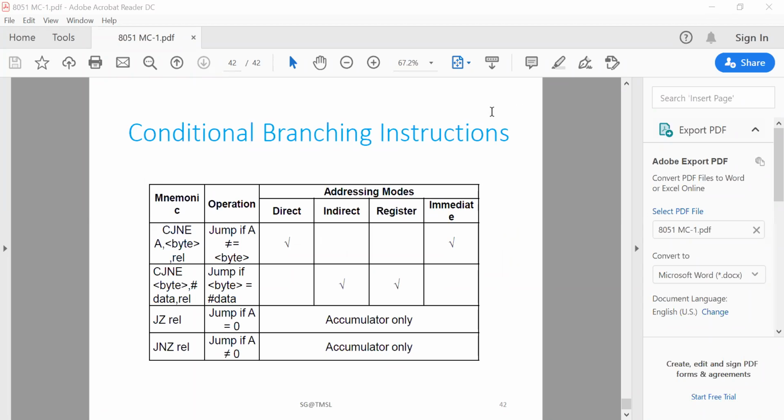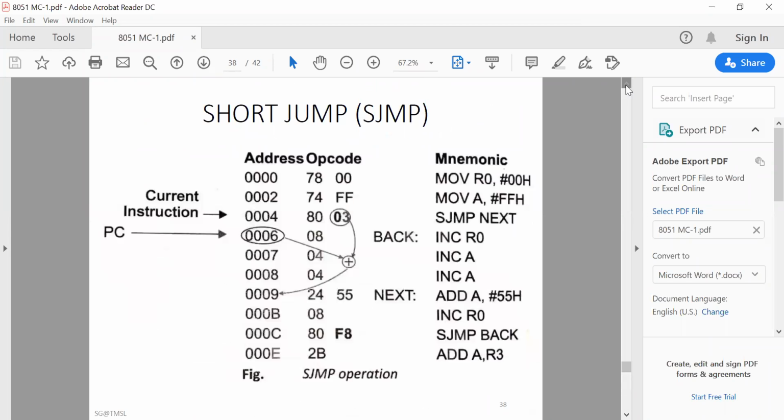So in the short jump slide, in case of backward jump, how has F8 come? How has F8 come in the address location 0006? It is actually in 2's complement form. You need to calculate it. So we need to take the 2's complement of the distance. Actually, the relative address is specified here in 2's complement, negative format.